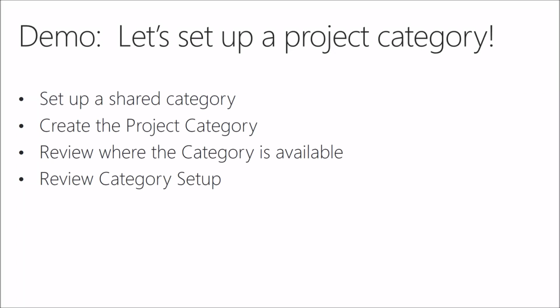During our demonstration, what we'll be taking a specific look at is setting up a shared category. Then we'll create a project category. And then after we create our project category, we'll review where that category is available, and then we'll review some of the other category specific setup. There are a few parameters and other areas that we'll take a look at.